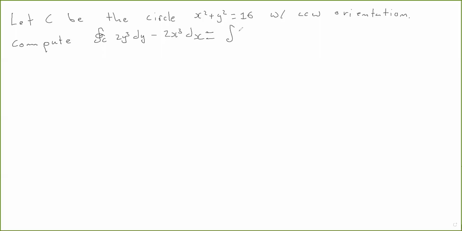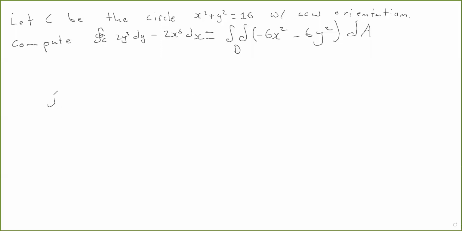This integral is equal to the integral over D, where D is the region enclosed by this circle. So it's going to be the disk of radius 4 centered at the origin. And now it's going to be the partial derivative with respect to x of this term, which is minus 6x squared, minus the partial derivative of this term with respect to y, which is 6y squared. And then we do dA.